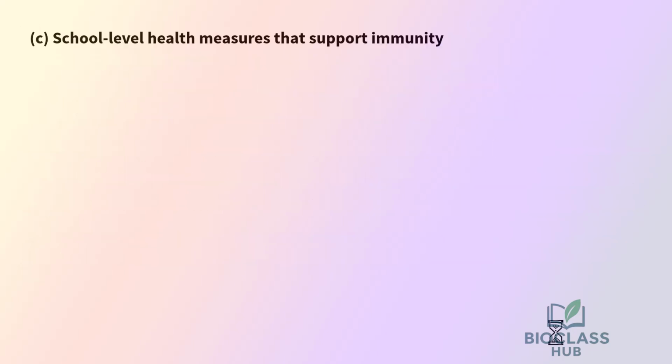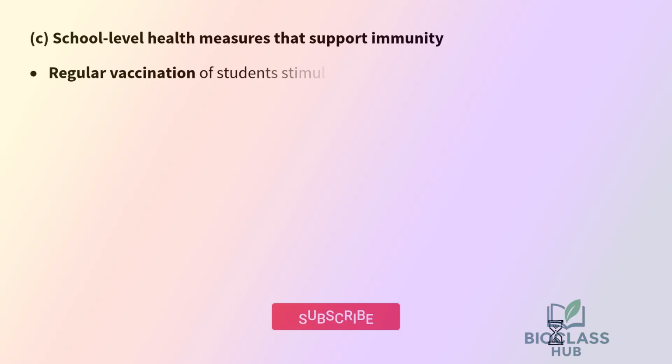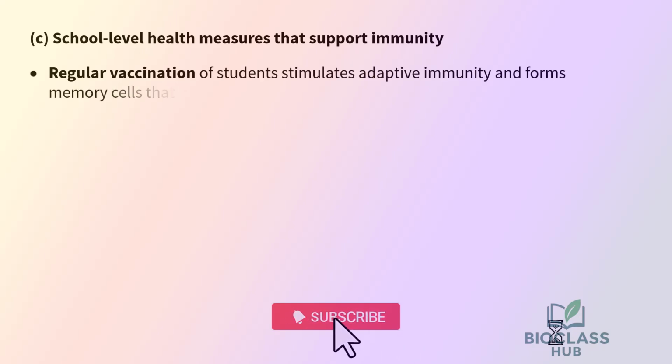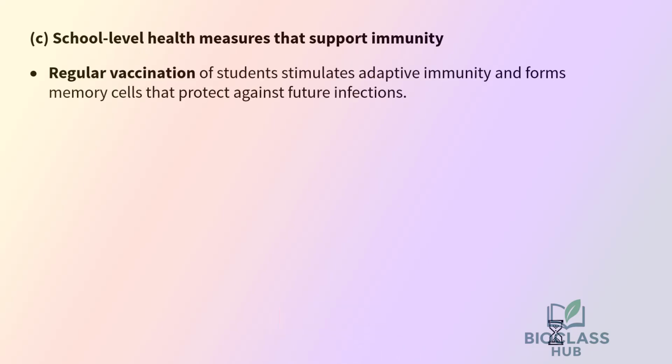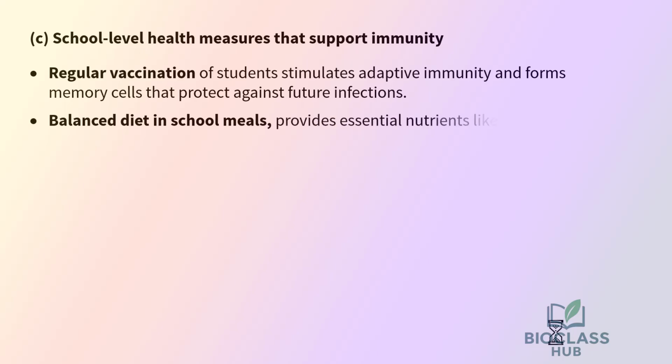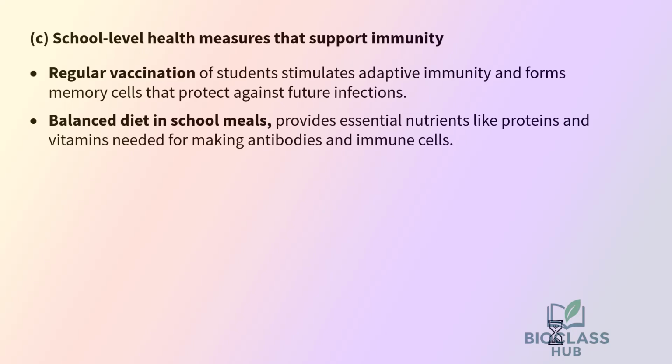School-level health measures that support immunity. Regular vaccination of students stimulates adaptive immunity and forms memory cells that protect against future infections. A balanced diet in school meals provides essential nutrients like proteins and vitamins needed for making antibodies and immune cells.